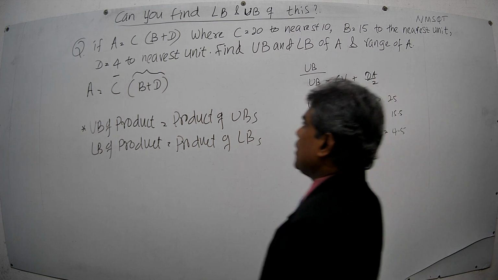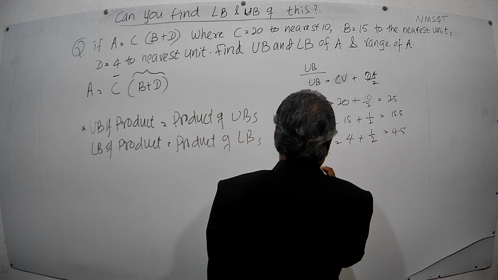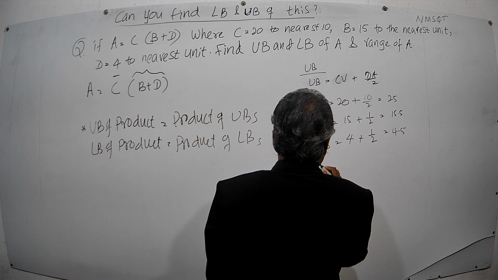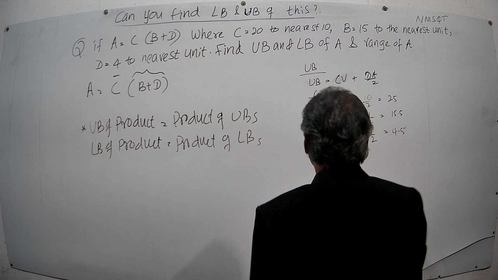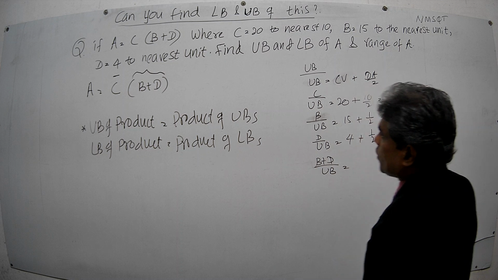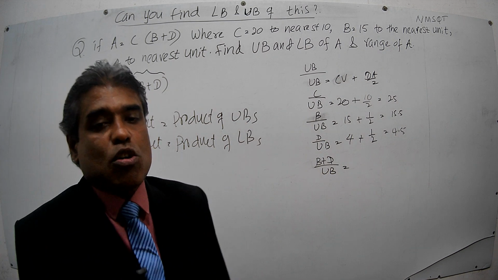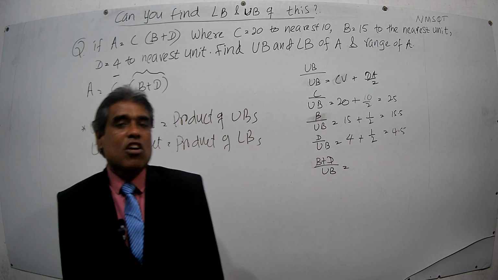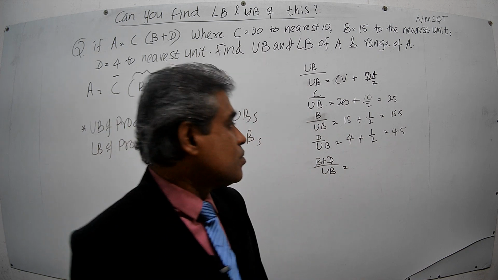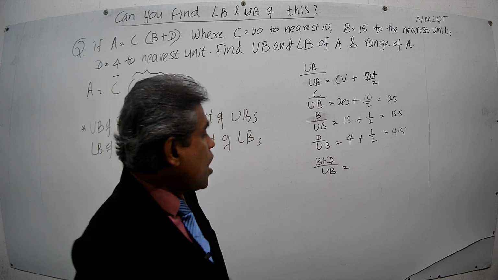Now we can find the upper bound of B plus D, first of all. Upper bound of B plus D equals how much? You know, this is a sum. We have done one video on how to find the upper bound and lower bound of a sum. Go to the playlist, rounding of numbers and upper bound and lower bound, and there we have done the video on the upper bound of a sum.